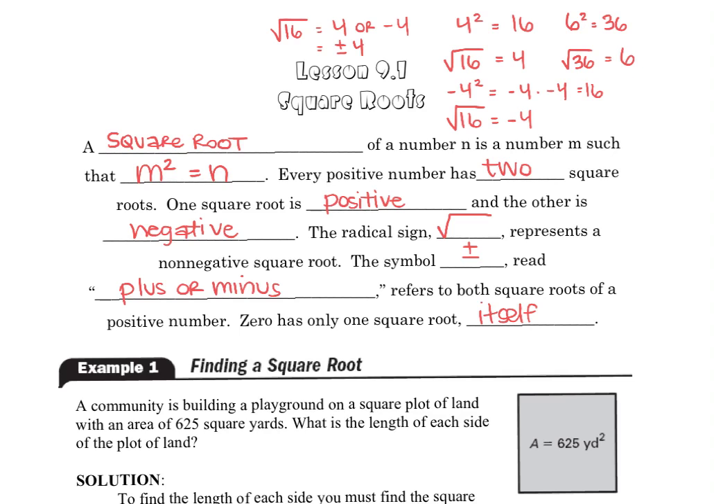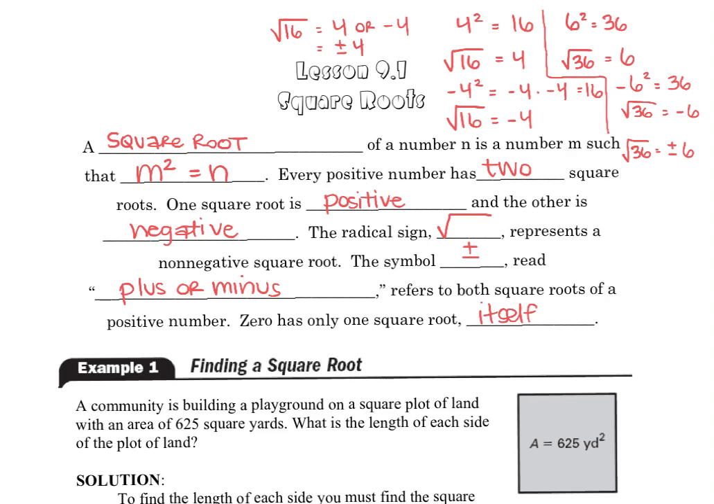If we go to our example of 6 squared being 36, well, we also know that negative 6 squared is also 36 because a negative times a negative is a positive. So the square root of 36 could also be negative 6. And so we would say that the square root of 36 is plus or minus 6.